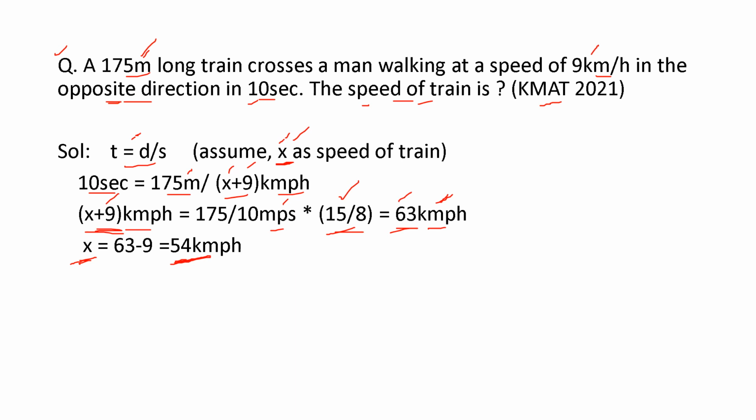L1 plus L2 divided by u1 plus v1. Here, since it is passing a man, only the length of the train is considered. If the train is passing a bridge or a tunnel, then the length of the train plus the length of the bridge is considered. So here, since it is passing a man, length of the train only is to be considered. So length of the train divided by speed of the train and speed of the man. From there, you find the value of x, that is the speed of the train.